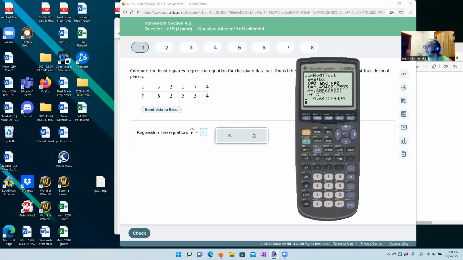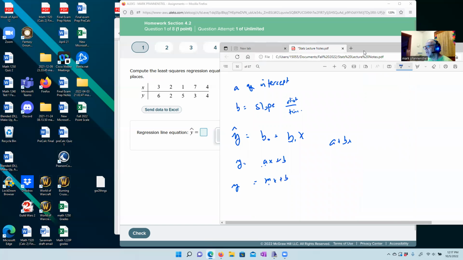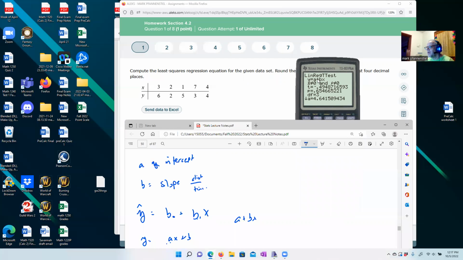Enter. Okay, and look, y equals a plus bx. So most calculators will tell you what's going on here. So if I'm going to go ahead and look at this piece here, we want y equals a plus bx, a plus bx.